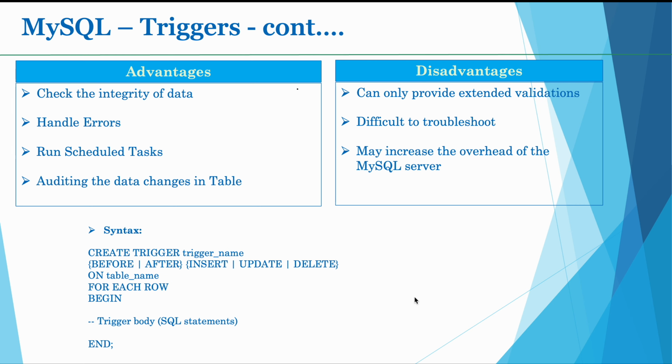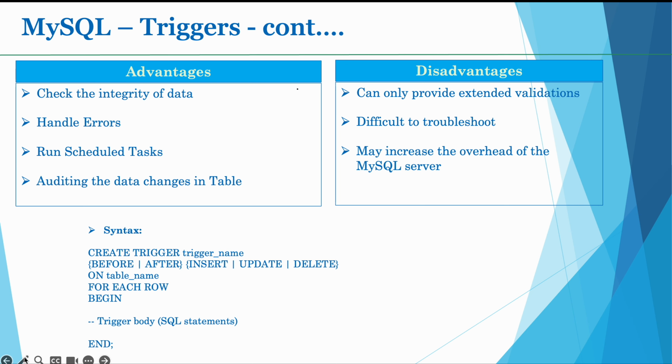Disadvantages: triggers can provide only extended validations, not all validations. For simple validations, you can use not null, unique, check, and foreign key constraints. Triggers can be very difficult to troubleshoot because they are executed automatically in the database, which may not be visible to the client applications. Triggers are confined to the database to perform the actions you configured. Sometimes triggers may also increase the overhead on the MySQL server.